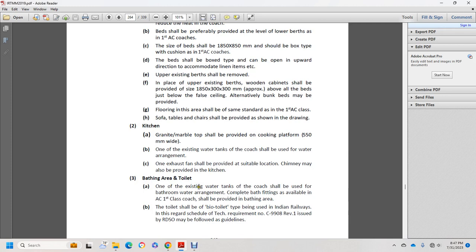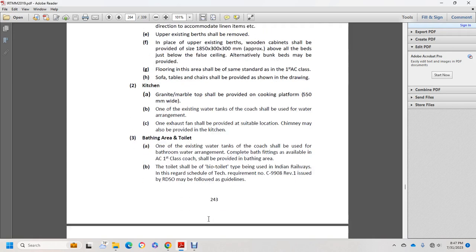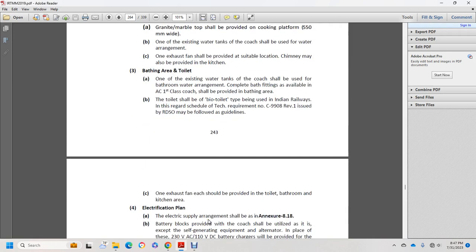Bath area and toilet. One of the existing water tanks on the coach shall be used for the bathroom water arrangement, compatible with the bath fittings available. The first AC first class coach shall be provided with a bathing area. Toilet shall be bio-toilet type as being used by Indian Railways, in accordance with the Indian Railways schedule of technical requirements, number C9908, revised issue. The research design standard may be used as guidelines. One exhaust fan shall be provided in the toilet, bathroom and kitchen area.